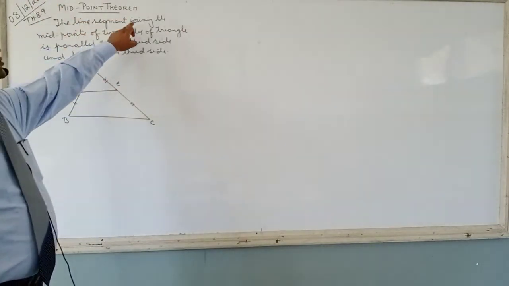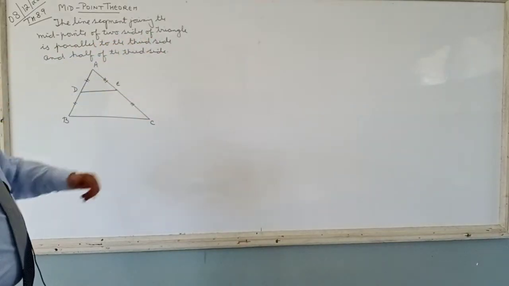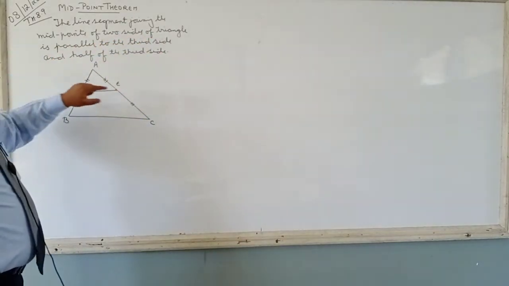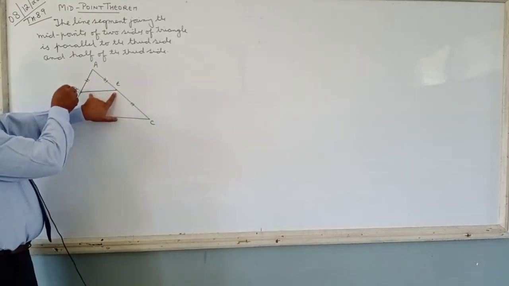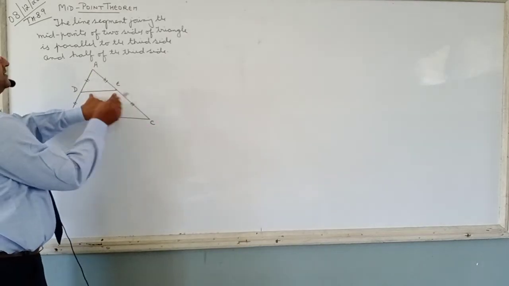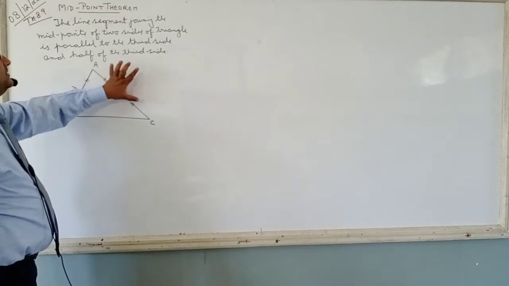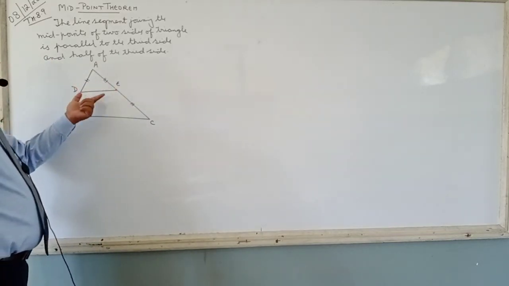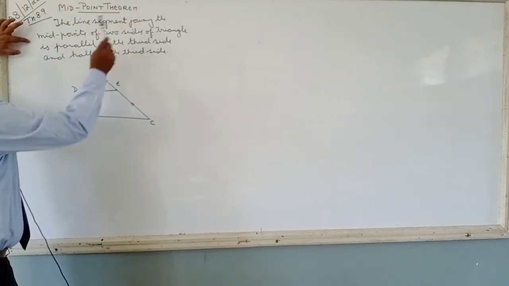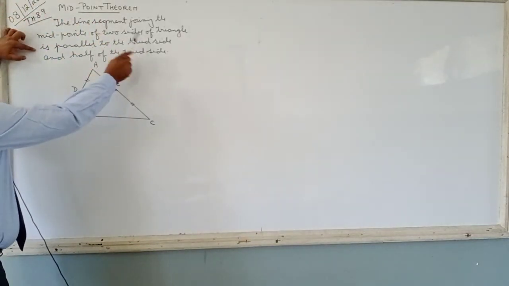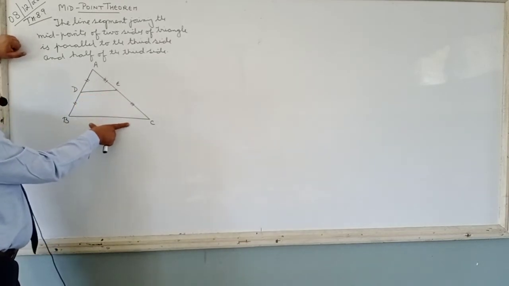The line segment joining the midpoints of two sides of a triangle. I have drawn the figure for you. This is a triangle ABC. DE is the line segment joining the midpoints of AB and AC. D and E both are midpoints of the sides AB and AC, and this line DE is the line joining the midpoints. It says the line segment joining the midpoints of two sides of a triangle is parallel to the third side. This line DE is parallel to the third side.